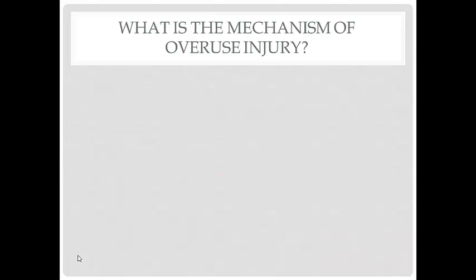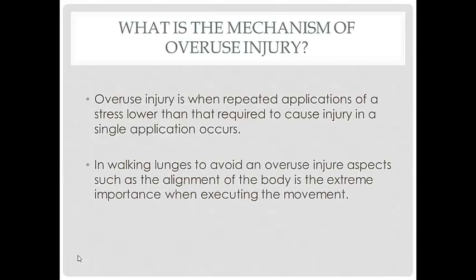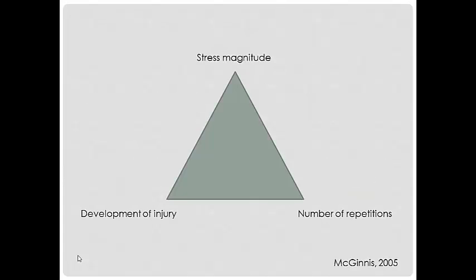What is the mechanism of overuse injury? Overuse injury is when repeated applications of a stress lower than that required to cause injury in a single application occurs. In a walking lunge, to avoid an overuse injury, aspects such as the alignment of the body are of extreme importance when executing the movement.